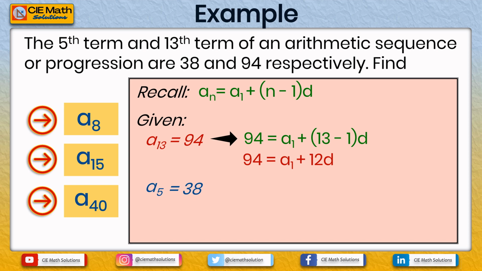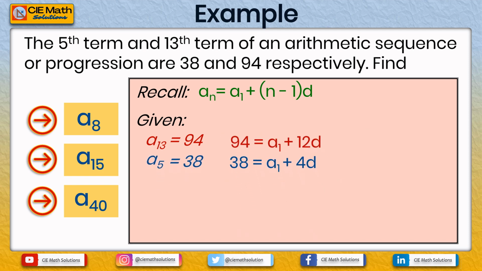For the second given term, which is a5, the value of n here is equal to 5. That means 38 is equal to a1 plus 5 minus 1 times d. Simplifying this equation will be 38 equals a1 plus 4d. Let us now solve these simultaneous equations to find the value of a1 and d.